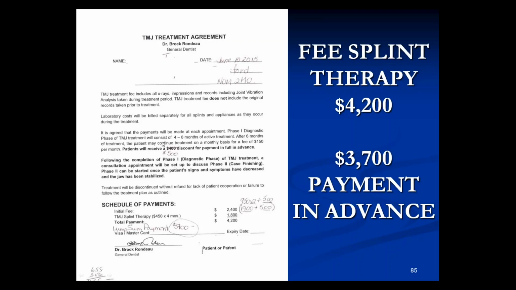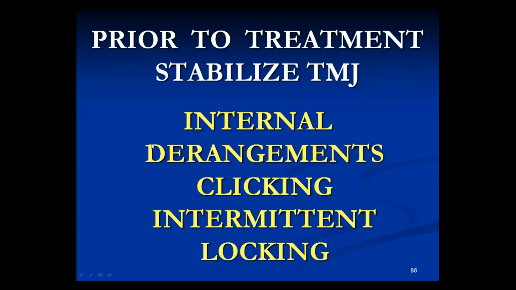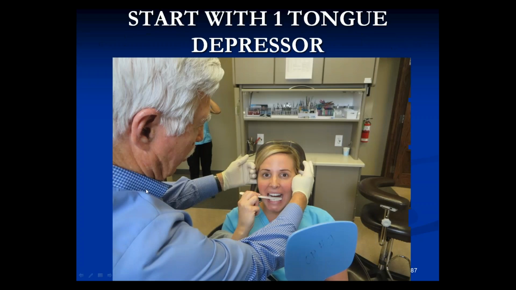So I charged $4,200 for splint therapy, 2 splints, and the patient was, I think, one of the other kids were a patient of mine, so I gave her a discount of $500 for payment in advance. So she has both an internal derangement, because remember she's waking up with sore teeth and with headaches, and she's making noise with the joint, so she's clicking and she's got an intermittent locking. So she needs 2 splints.